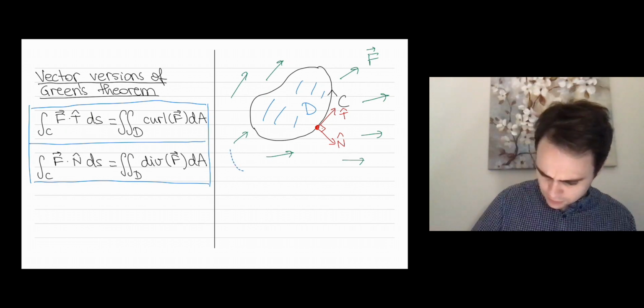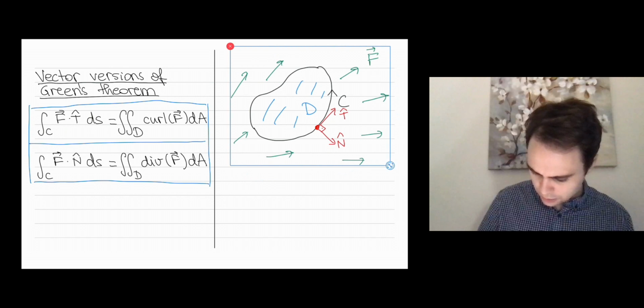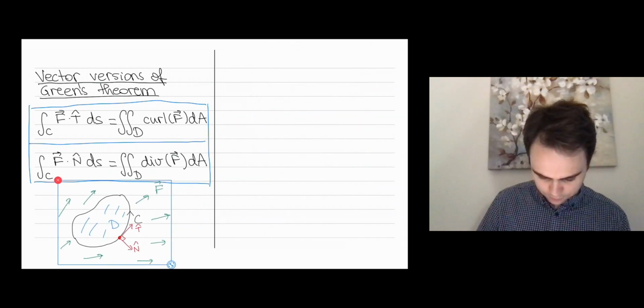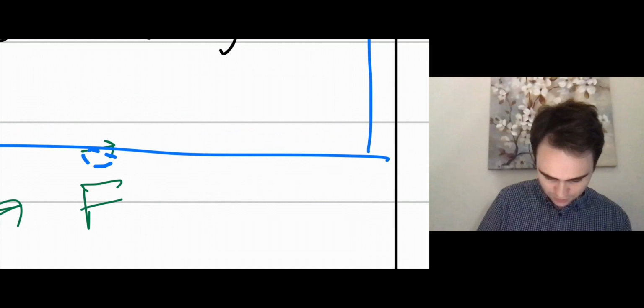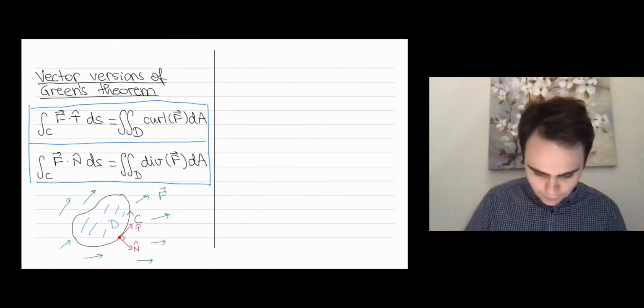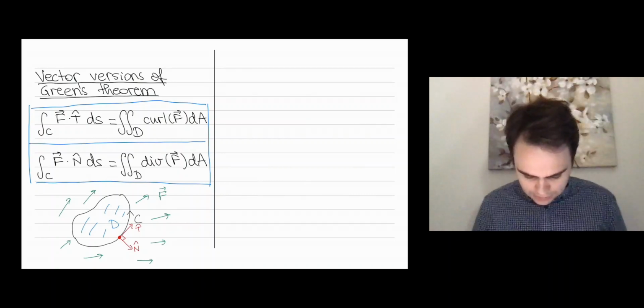So let me just do something here. Let me resize this. I want to keep writing on the right. So the picture is here. Sometimes the art gets in the way. Anyway, we have this very nice picture. So we have two theorems.